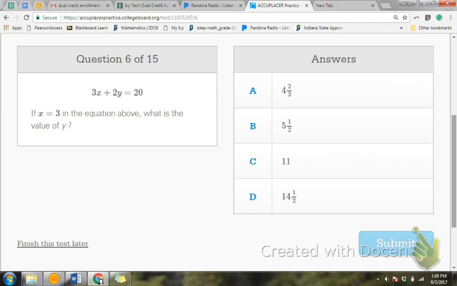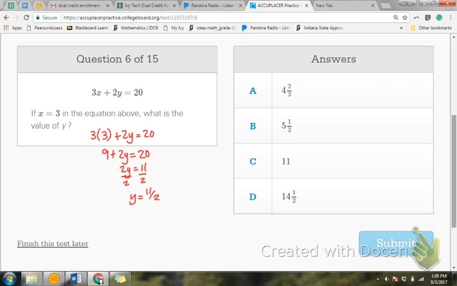Your x plus 2y equals 20, and x is 3. What is the value of y? So we're plugging in 3 for our x, right? Is that what you guys are doing? So we get 9 plus 2y equals 20. 2y equals 11. y equals 11 over 2. Is that an answer option?